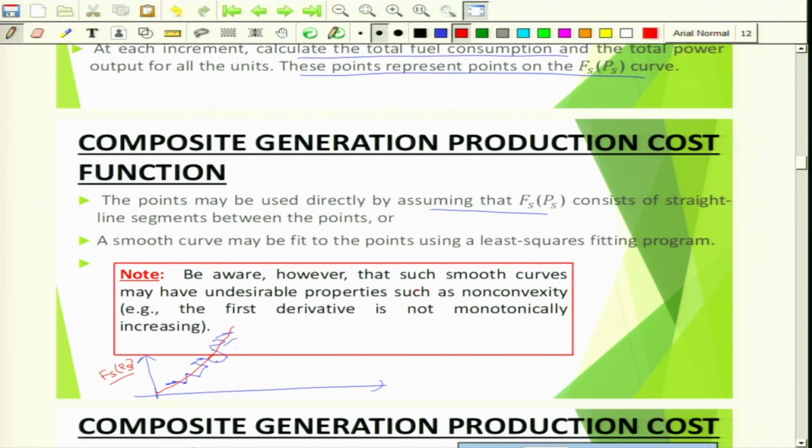However, such smooth curves may have undesirable properties such as non-convexity. For example, the first derivative is not monotonically increasing. So I hope you understand what is meant by convex and non-convex. It is very simple to understand. Let us say you have a function like this, and you draw a line segment between two intersecting points. All the points of the curve should lie below this line, and that is convex, right. This is a convex problem.